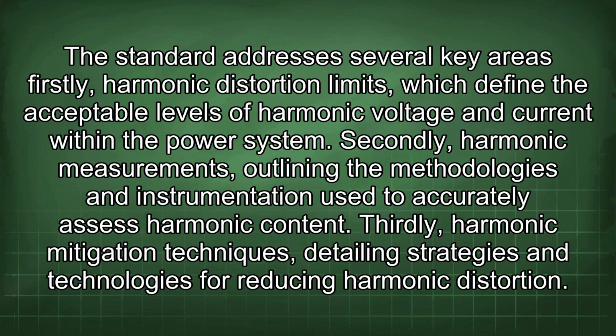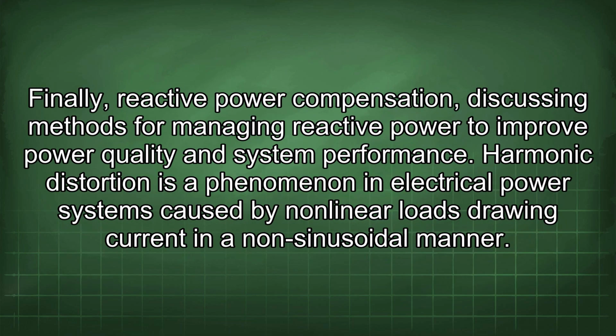Firstly, harmonic distortion limits, which define the acceptable levels of harmonic voltage and current within the power system. Secondly, harmonic measurements, outlining the methodologies and instrumentation used to accurately assess harmonic content. Thirdly, harmonic mitigation techniques, detailing strategies and technologies for reducing harmonic distortion. Finally, reactive power compensation, discussing methods for managing reactive power to improve power quality and system performance.